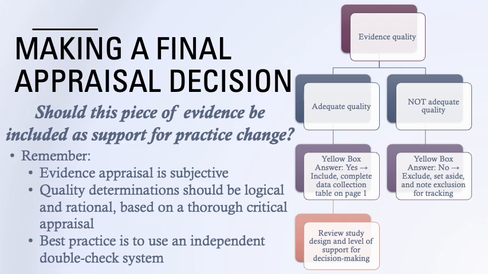Remember that once you critically appraise the evidence, it is best practice to use an independent double-check system, which means having another member of your team independently review the evidence and compare your answers for individual questions as well as your conclusions regarding quality adequacy. Ultimately, your team should make a decision based on if the piece of evidence should be included as support for practice change, or if the piece of evidence is too flawed to provide support for practice change and should thus be excluded. If you deem the piece of evidence too flawed and thus not of adequate quality, check the little no box within the yellow box.